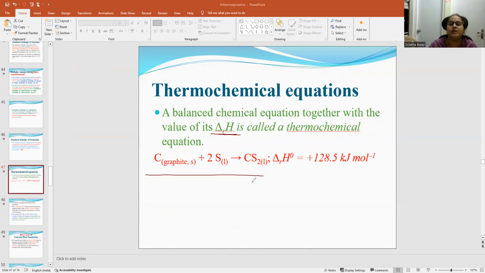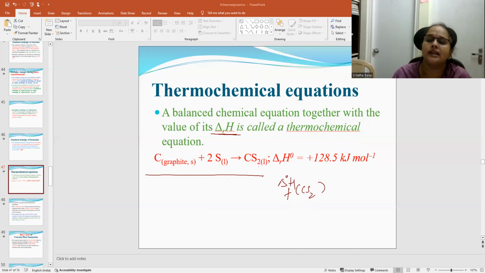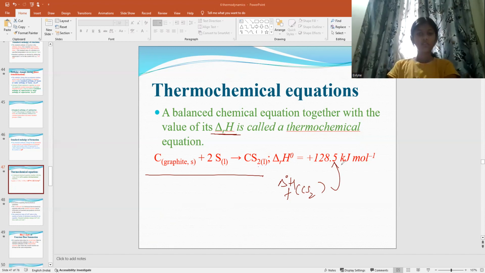So can you tell me what is this? What is the alternate way I can give this? Is it not formation of carbon disulfide from its elements? Just see. So can I call this as enthalpy of formation of CS2? Right. What reaction? We are referring to formation, isn't it? So in other words, I can call this as enthalpy of formation and its value will be plus 128. What does that plus 128 mean? Energy is absorbed. Exactly, it's endothermic.